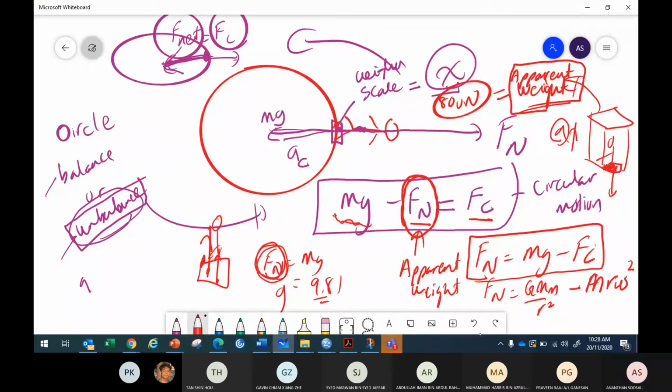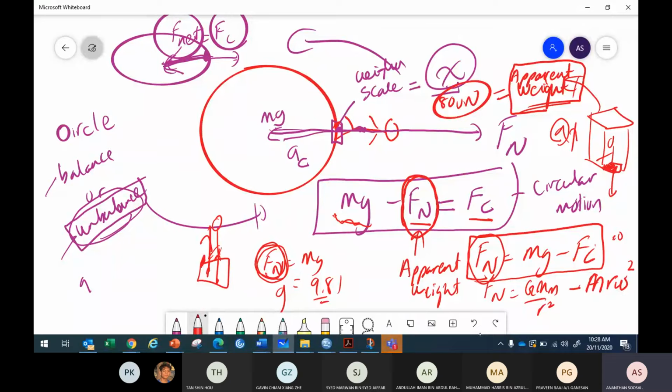Now tell me, when the Earth stops rotating, what happens to Fc? Fc will become 0, right? When Fc becomes 0, what happens to Fn? Does it increase or decrease?